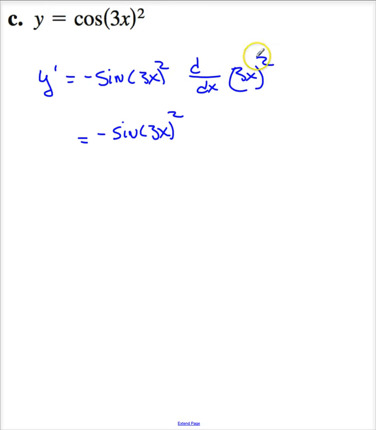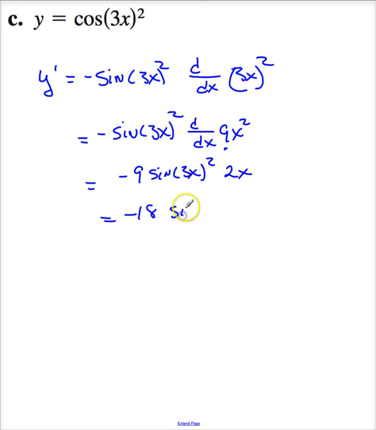Do any of you have a problem if I write this as the derivative with respect to x of 9x squared? I'm going to go in and distribute that, or I could use the chain rule again. So this is, I'm going to factor this 9 out, minus 9 sine 3x squared times the derivative with respect to x of x squared, and so that's 2x. So this is negative 18 sine of 3x squared. Now here, you cannot leave off the parentheses.